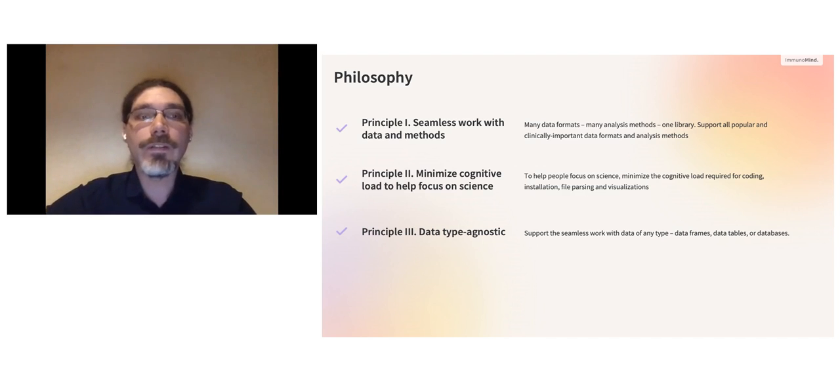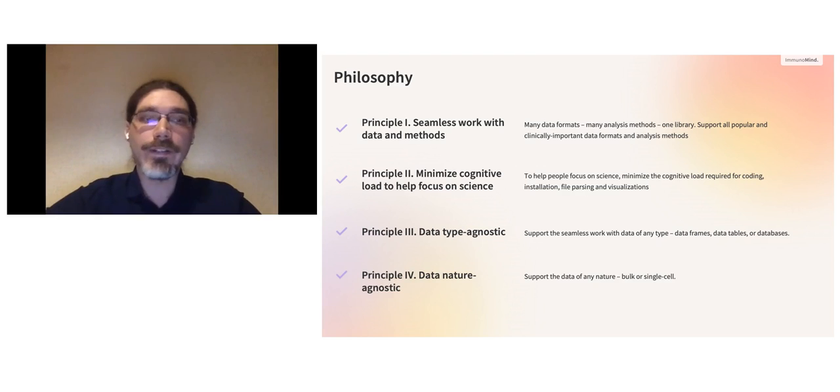The third principle is that Immunarch is data type agnostic. We work with different data types in R. We work with data frames, data tables, or databases if you have large scale data. And the interface, so the functions, are still the same. So you don't need to learn another R package to work with large scale data. No, Immunarch is here for you. And the last one is that Immunarch is data nature agnostic. So we support both popular data types: bulk sequencing and single cell sequencing.